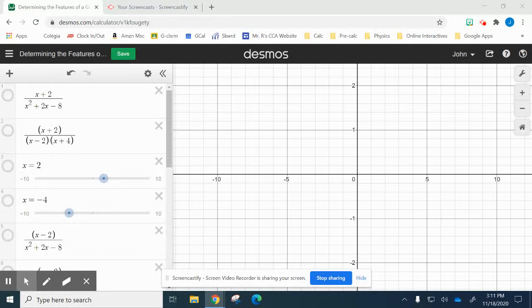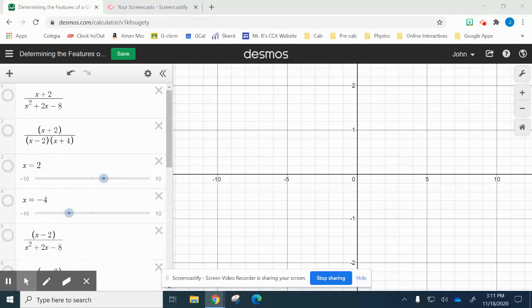It might get a little long. We have to find holes in the graph. We have to find vertical asymptotes. We have to find horizontal asymptotes, and then we have to find the x and the y intercepts. So let's start. This, by the way, has a handout that accompanies it.